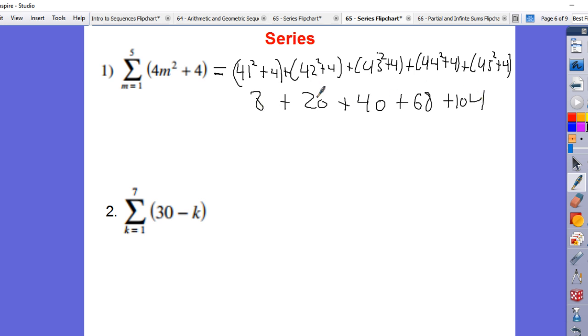8 plus 20 is 28. 28 plus 40 is 68. 68 plus 68 is 136. What is that number next to the 6? An 8. 68. 136 plus 104 is 240. So this series equals 240.